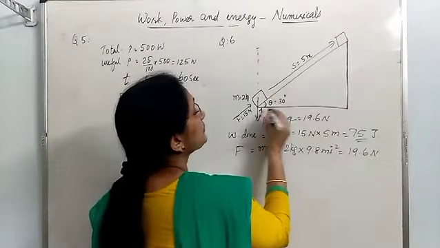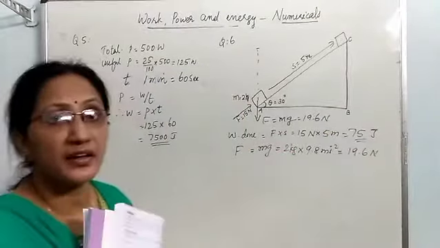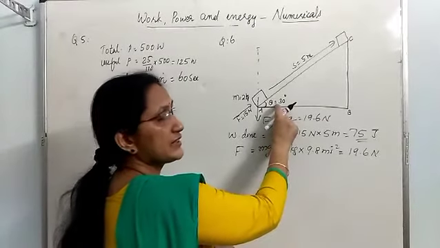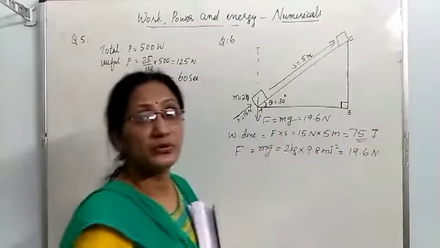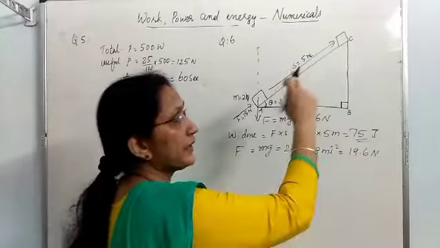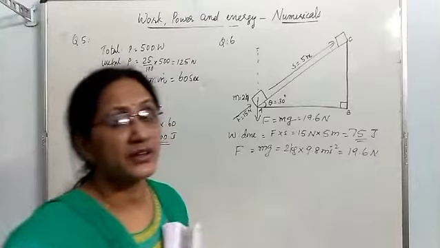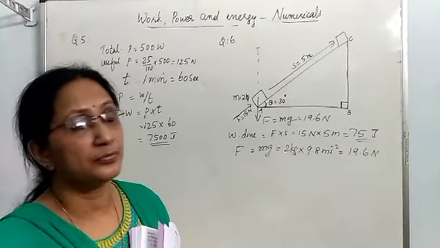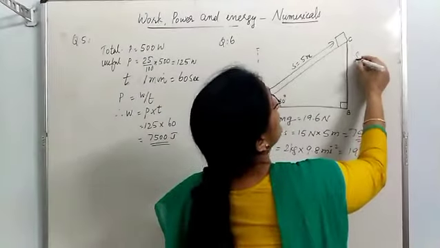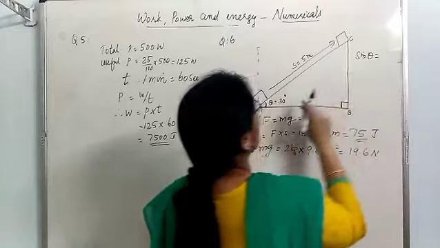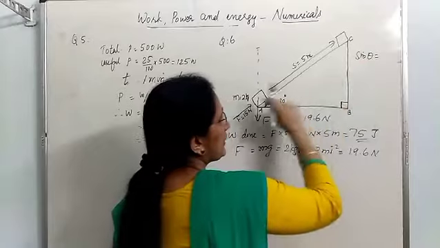Let me name this point as A, this as B, and this point as C. Look at the triangle ABC. This angle is 30 degree. This angle is right angle, and AC is equal to 5 meter. Then by the trigonometric ratio we can find out what is BC. For that, you have to take sine of this 30 degree, sine theta. Sine theta means BC by AC.